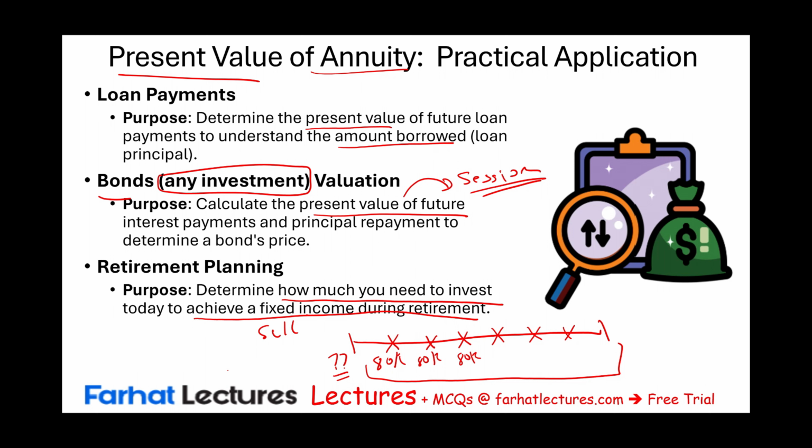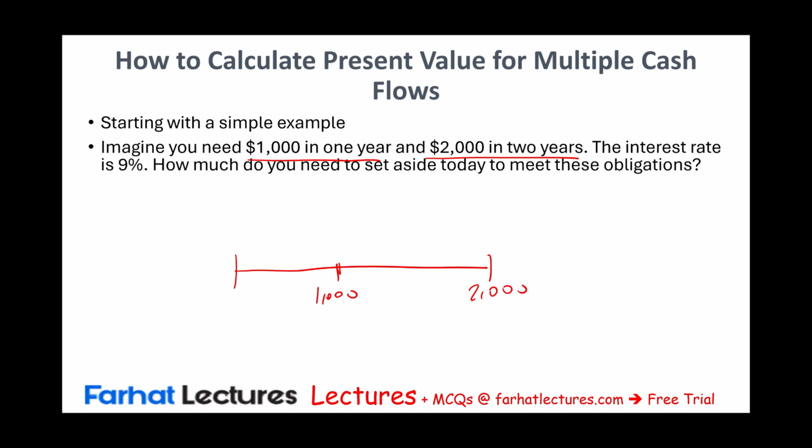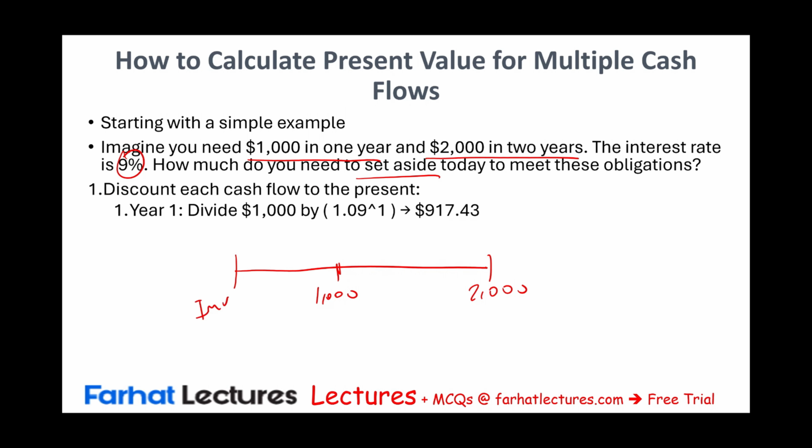Now let's start with a simple example to go back and refresh our skills to compute the present value. Imagine you need $1,000 a year from now and $2,000 in 2 years. So this is what we're looking at here. In year 1, you will need to have $1,000. And in year 2, you need $2,000. The interest rate that you can earn is 9%. How much do you need to pay today? So how much will you need to invest today to get this amount? Now, bear in mind, this is not an annuity. This is a different cash flow.